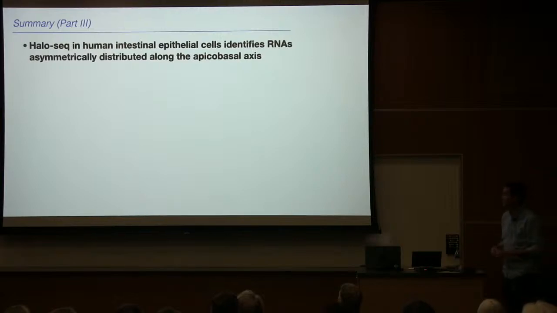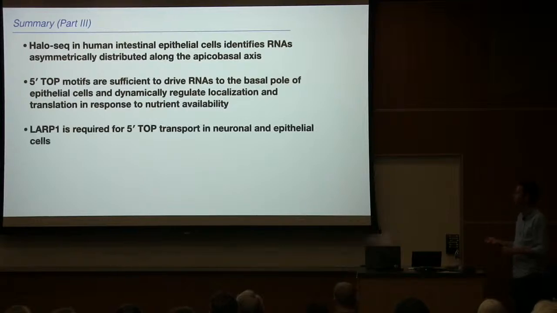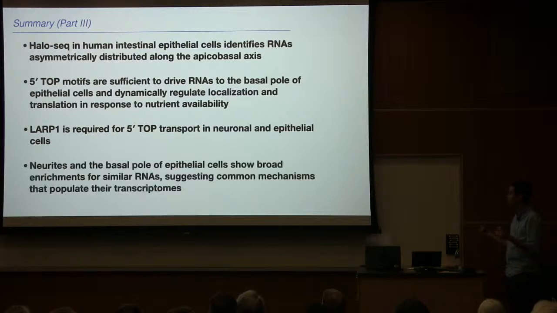So to summarize this last part, we've used HaloSeq in intestinal epithelial cells to identify RNAs that are asymmetrically distributed along this axis. 5' TOP motifs are sufficient to drive RNAs along this axis, specifically to the basal pole. LARP1 is required for the transport of these 5' TOP motifs in both of these cell types. And neurites and the basal pole of these epithelial cells basically have the same RNA contents, implying that similar mechanisms are populating their transcriptomes.